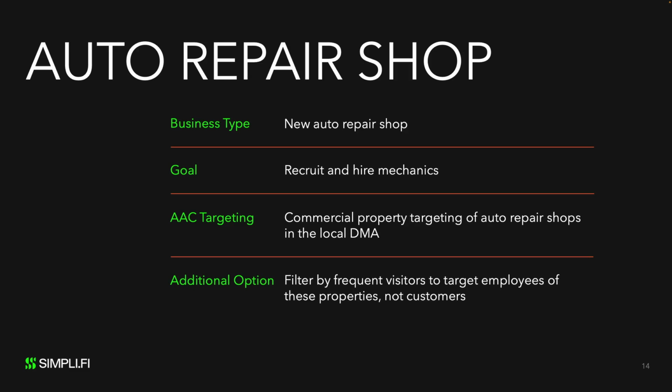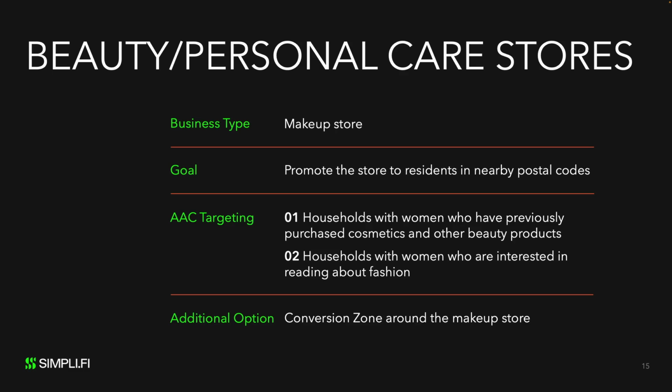Here's an idea for an auto repair shop that is trying to recruit and hire mechanics. They can use the commercial property targeting feature to target other auto repair shops in the local DMA. Then they can choose to show ads only to frequent visitors of those shops or the employees of those shops rather than their customers. Who would a beauty personal care store like to target?